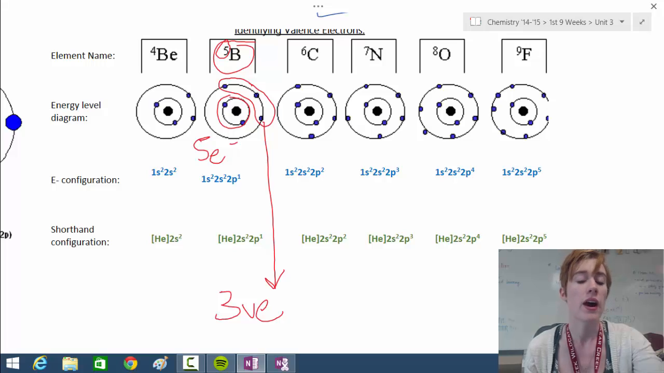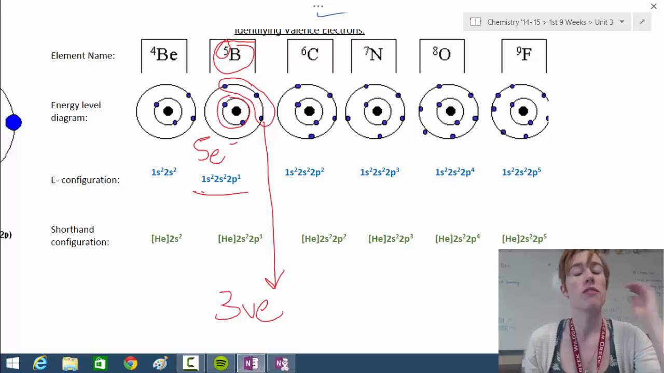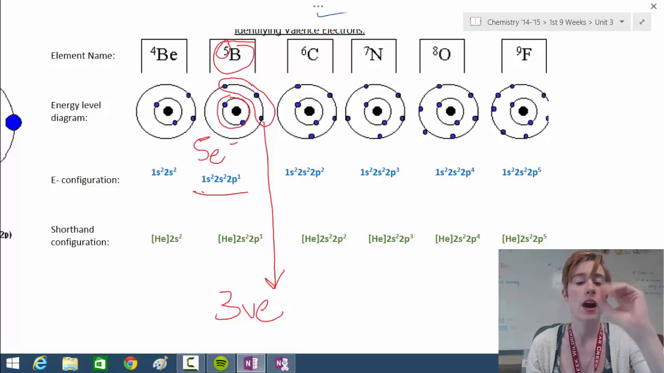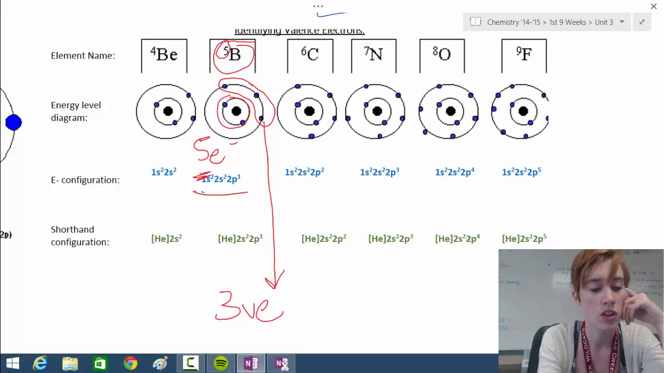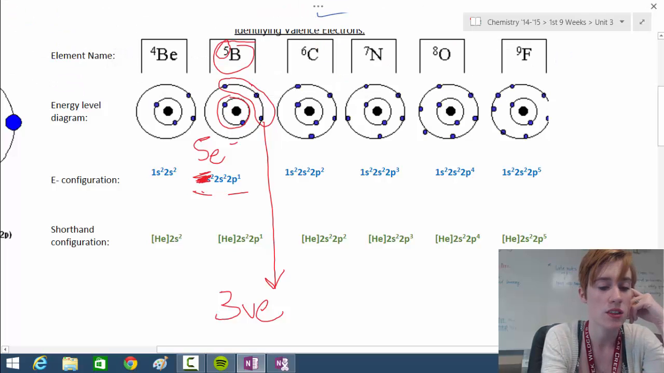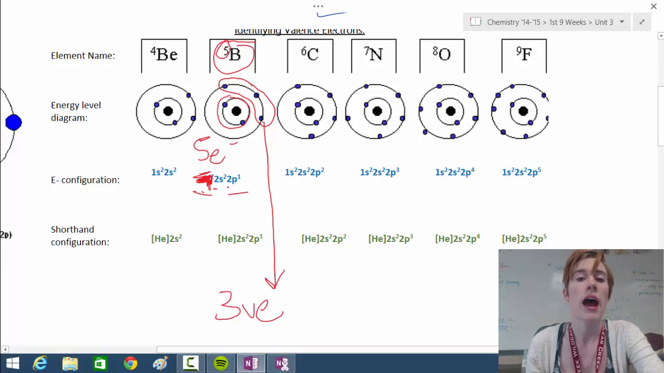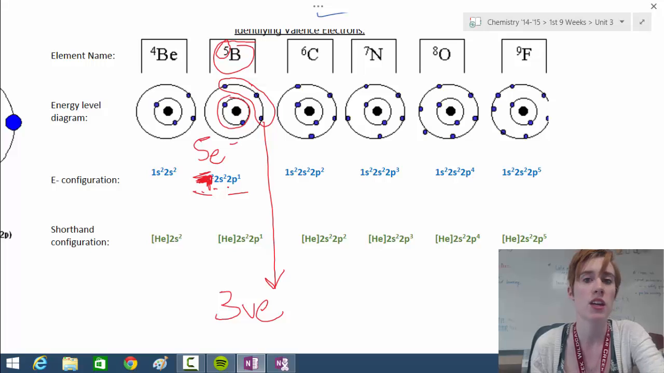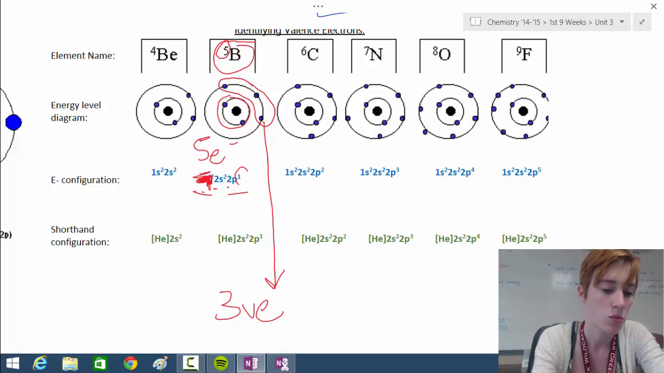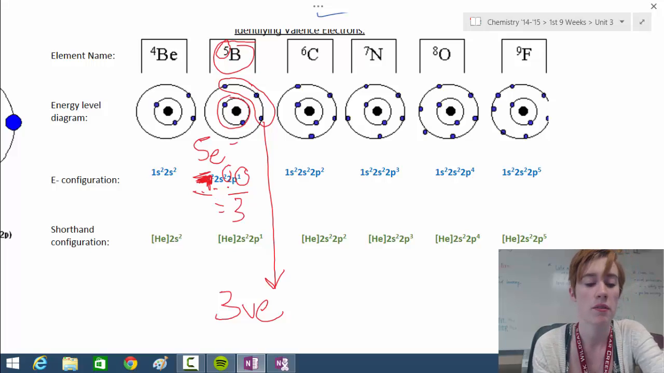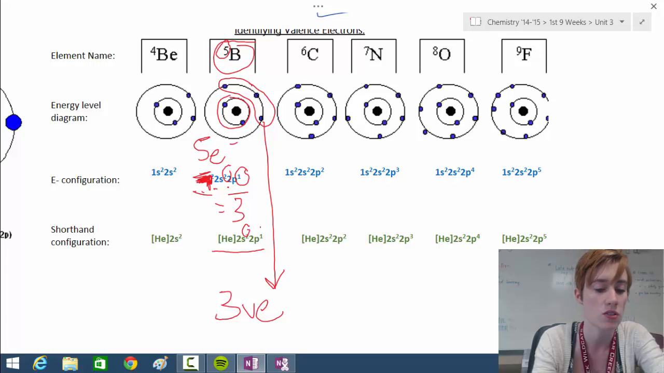Now, how could I know that if I just looked at its electron configuration? Valence electrons are just on the outer energy level. So I'm not going to look at any electrons in the first energy level, because the outermost energy level is 2. How many total electrons are in that second energy level? There's 1 in the p and 2 in the s, which is 3. You can also look at the noble gas configuration or the shorthand, and you can see that there's 3 electrons.